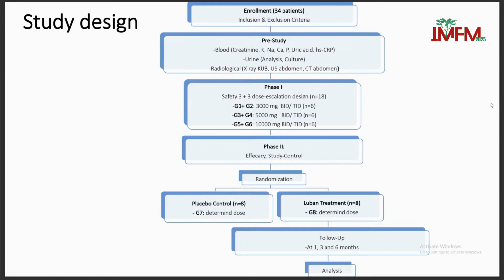So the idea is that we are going to start Phase 1, Phase 2. That means Phase 1, looking at safety and proper doses, and Phase 2, looking at the effect, the efficacy. So we'll be starting with 34 patients with inclusion and exclusion criteria. The inclusion will be adult males and females who are having renal stones of 1 centimeter and below, and the exclusion, any patients who are having chronic kidney diseases or cancer, for example.